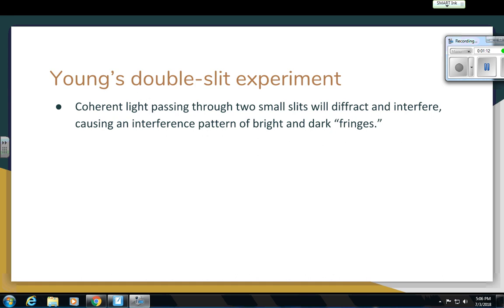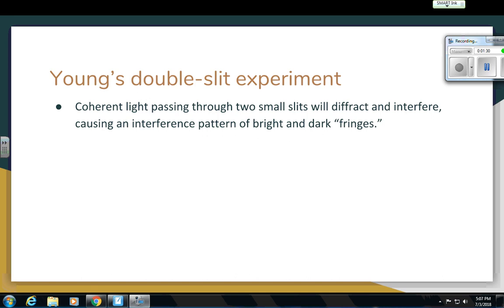Remember, Thomas Young proved that light was a wave and had wave properties by shining coherent light through two small openings and getting an interference pattern on a screen, because of the light diffracting through those small openings and interfering with itself, creating these bright and dark fringes.